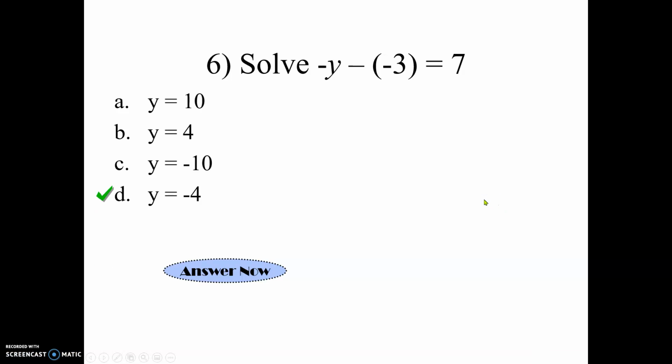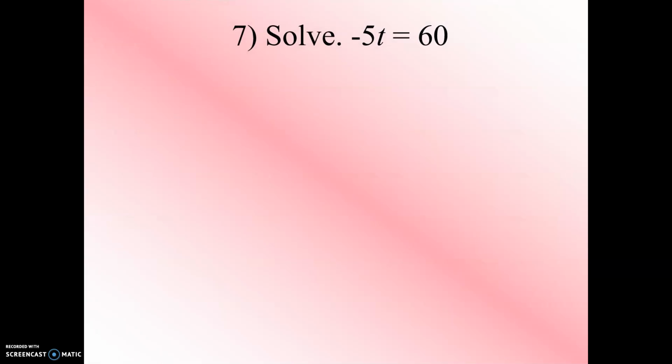All right, so we're going to continue with some more examples of solving equations. Example number 7, solve negative 5t equals 60. And in algebra, this is how we represent multiplication. We don't write the times symbol necessarily, but we do understand that this is multiplication. So negative 5 times t equals 60.